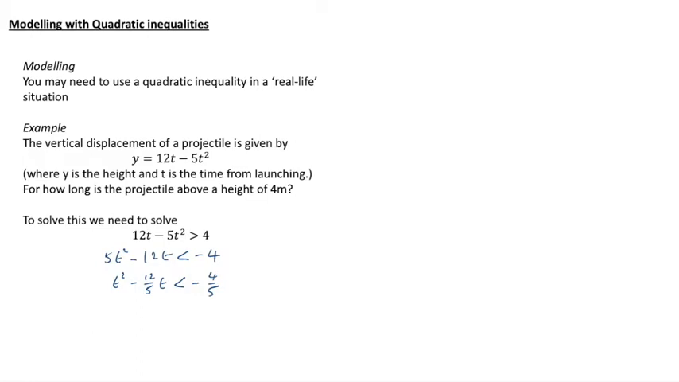Okay, once we've done that, divide through by 5, so I've got t squared on its own. Then we can complete the square, so half of 12 over 5 is 6 over 5. So that gives us t minus 6 over 5 squared, take away minus 6 over 5 squared, is less than minus 4 over 5. And that gives us the next line.